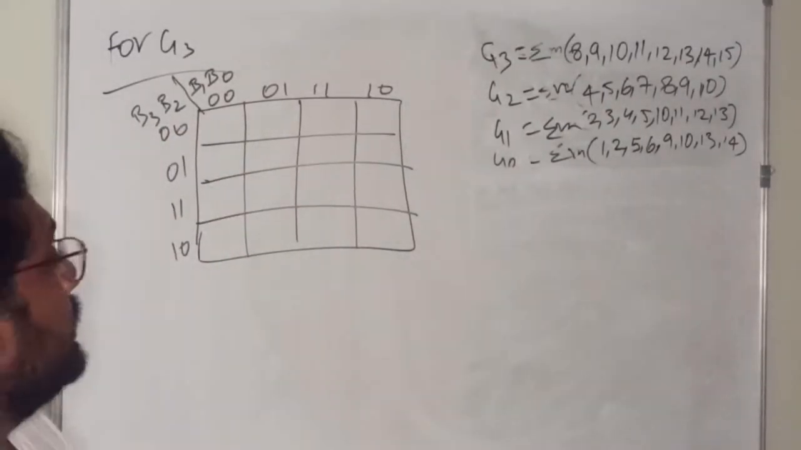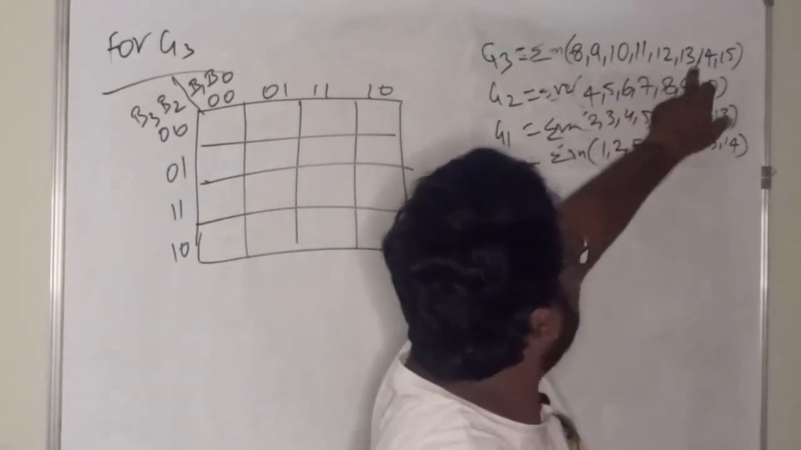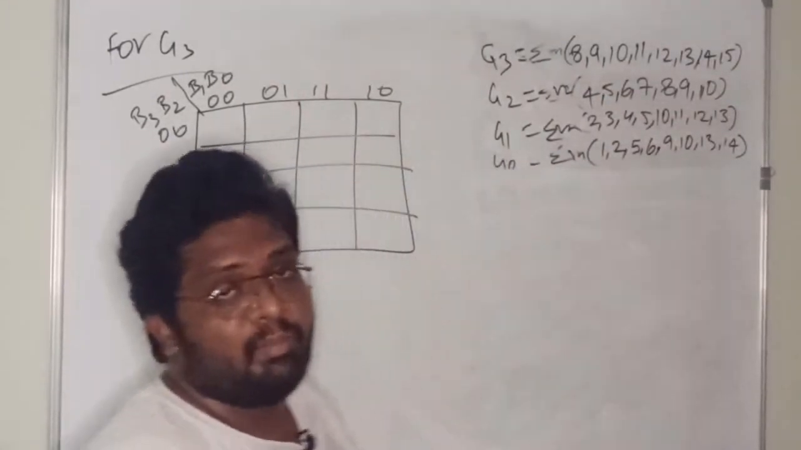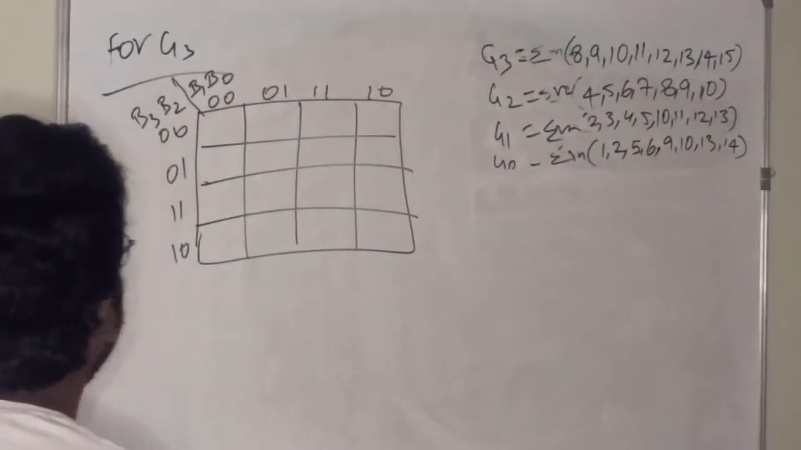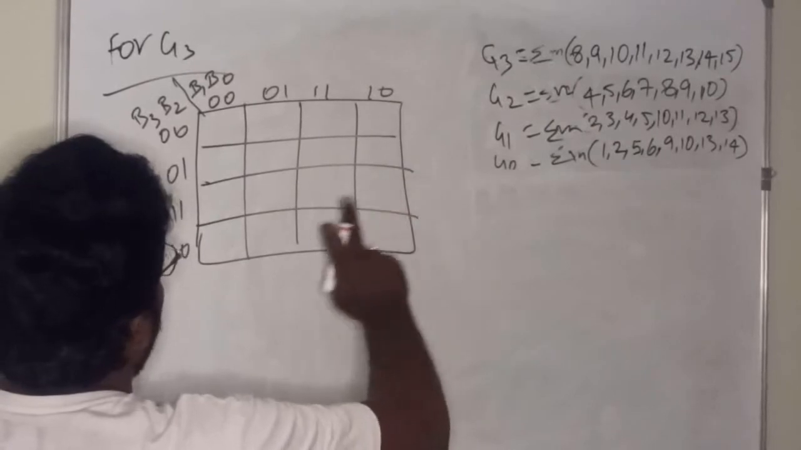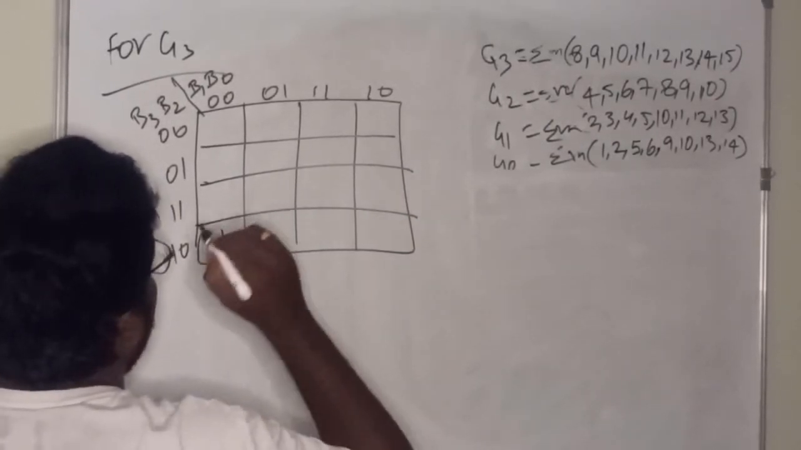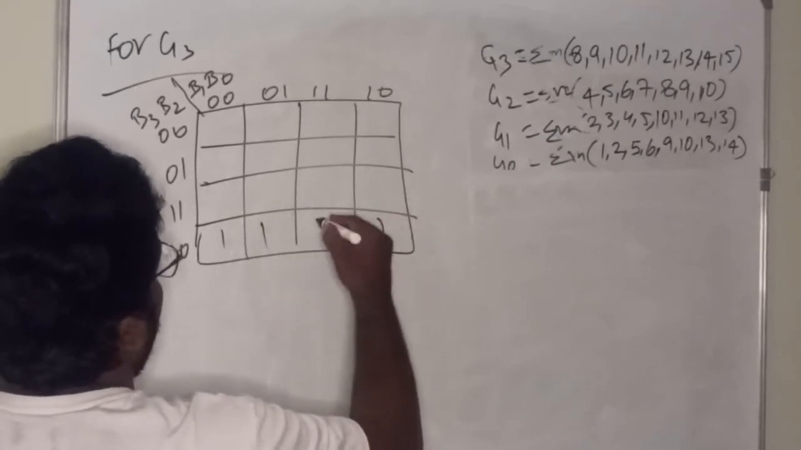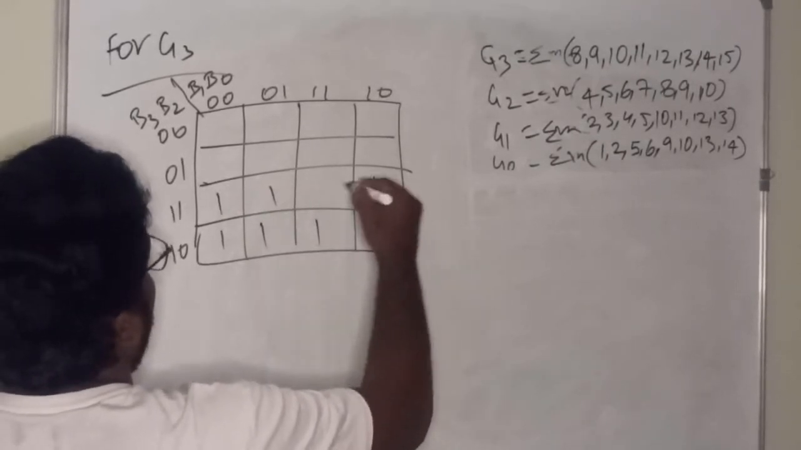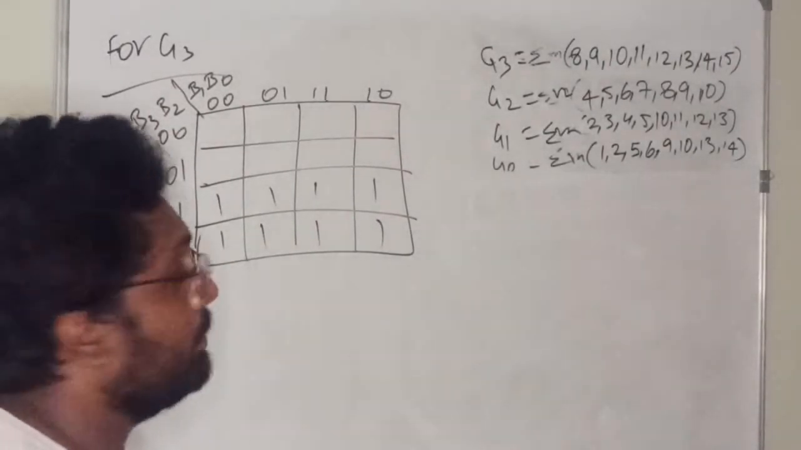So now for G3 I am having 8, 9, 10, 11, 12, 13, 14, 15 as the minterms for G3, right? So now here I am having 8. 8 means 1 0 0 0. So this is one minterm. 9, 10, 11, 12, 13, 14, 15. So these are the minterms present in the G3 expression, right?